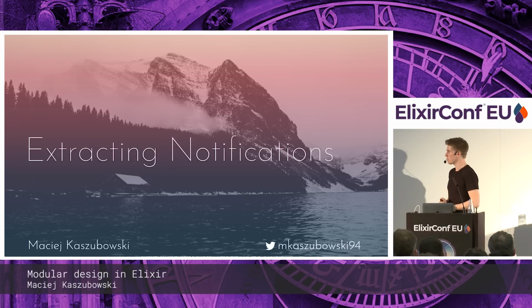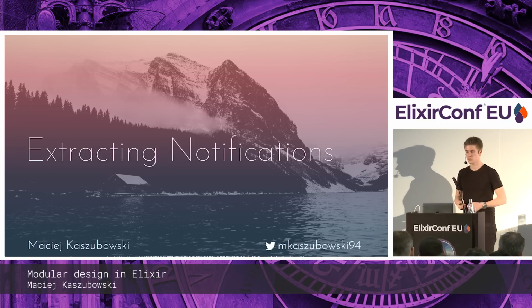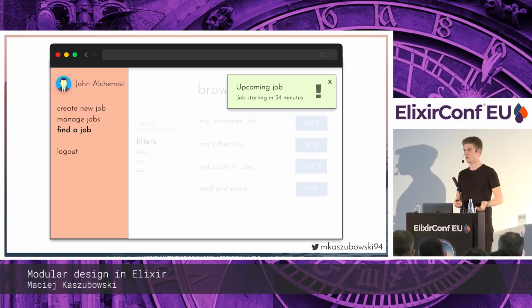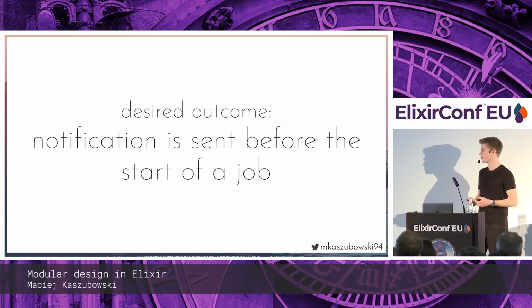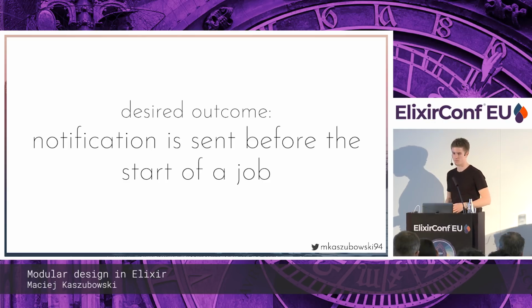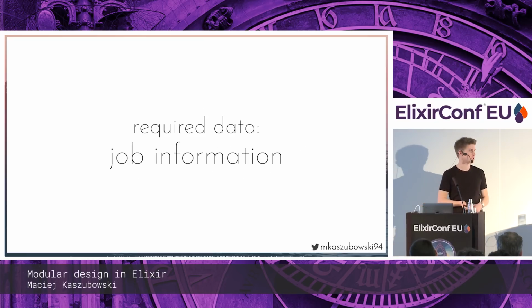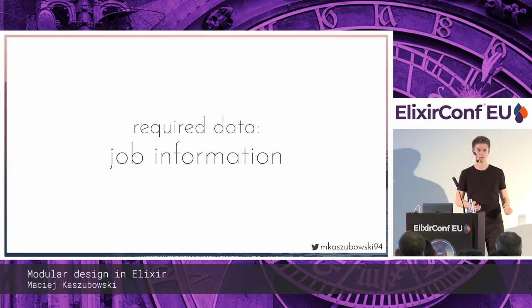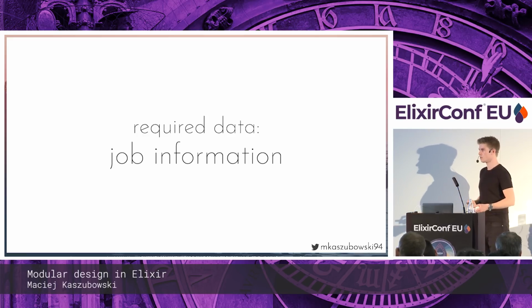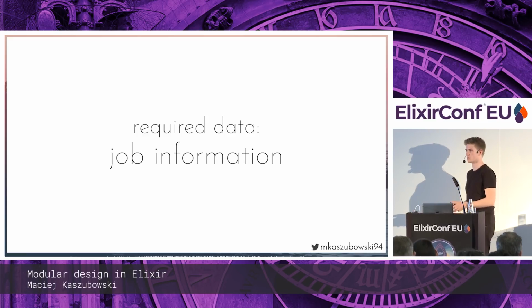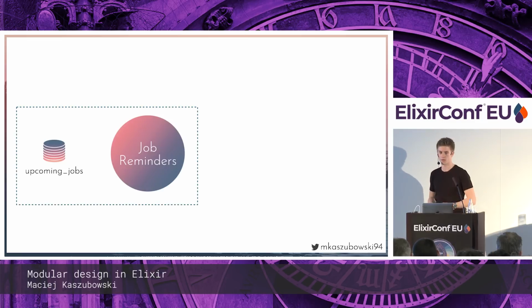So we can do the same thing with notifications. Once again, we are thinking about what is the desired outcome, and it's that we should send a notification just before the job is starting. So in order to do this, we need to have information about whether the job has a contractor assigned, if the job has been started, and we need to know the start date. We can try to follow the same pattern as we did with slugs and create a module and put a table with upcoming jobs inside this module.